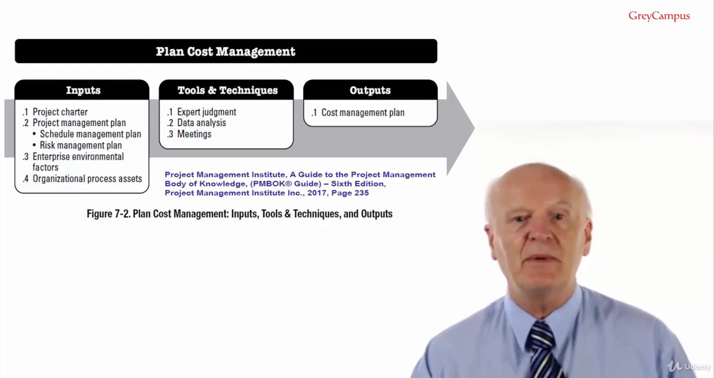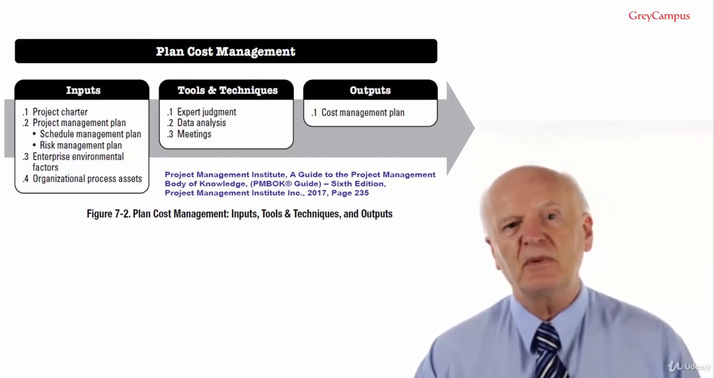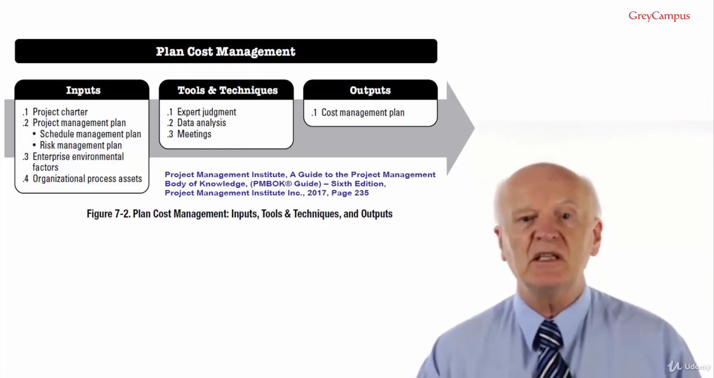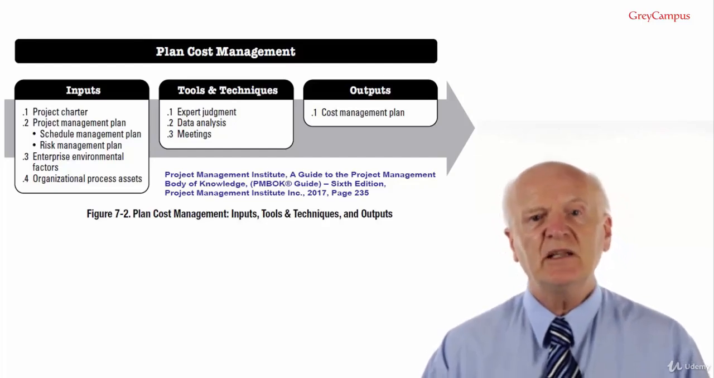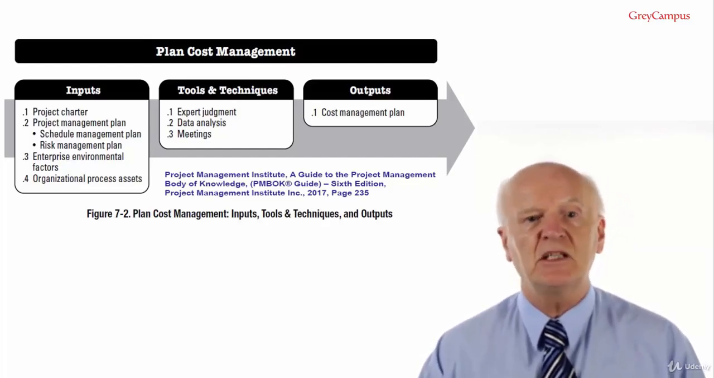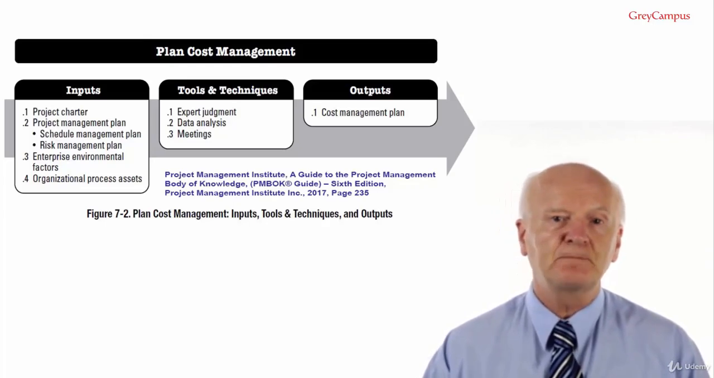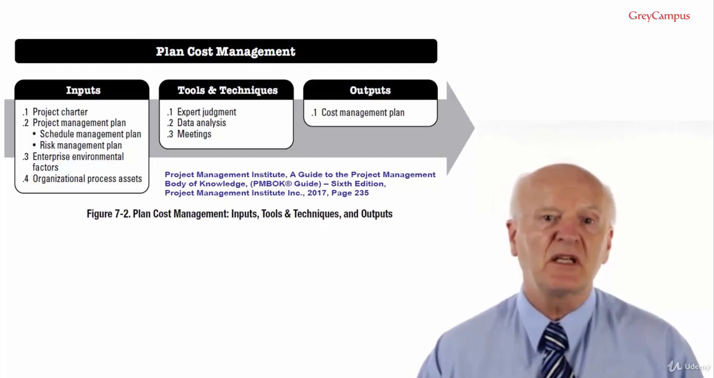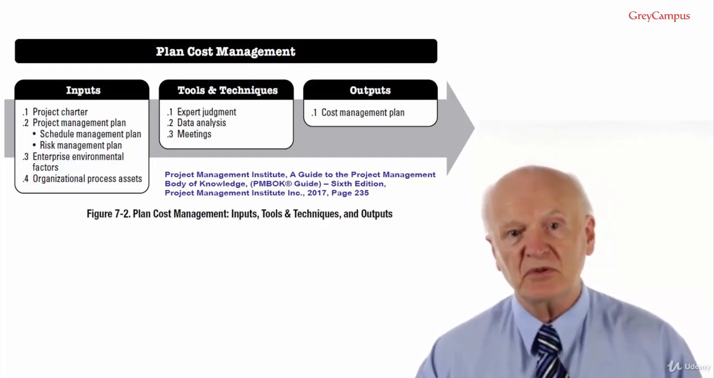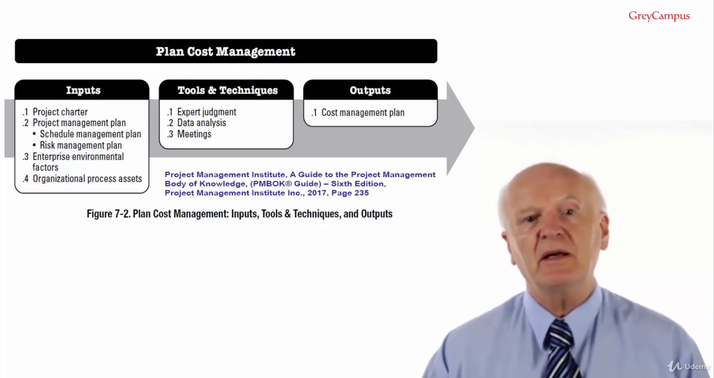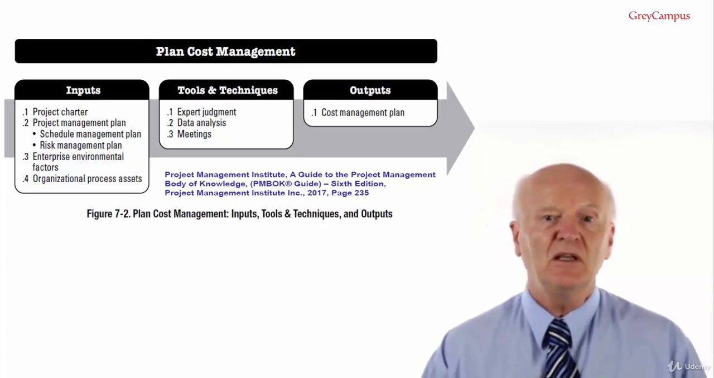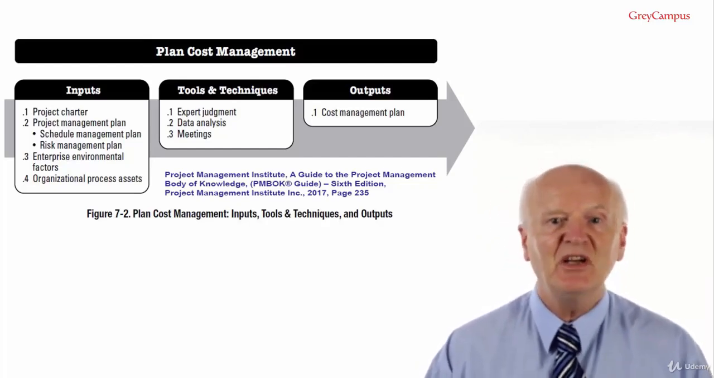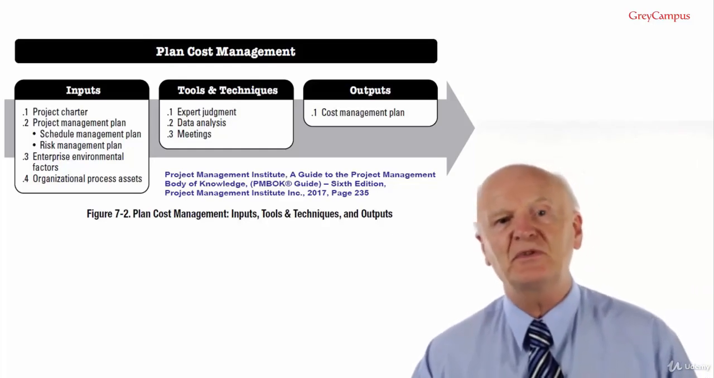Input number 2, project management plan. Project management plan components would include the schedule management plan. This provides details of processes and controls that will impact cost estimation and management. Risk management plan tells you the approach for identifying, analysing and monitoring risks, as well as details of processes and controls that will impact cost estimation and management. For the exam, please remember that the plan cost management process uses these 2 plans as inputs.